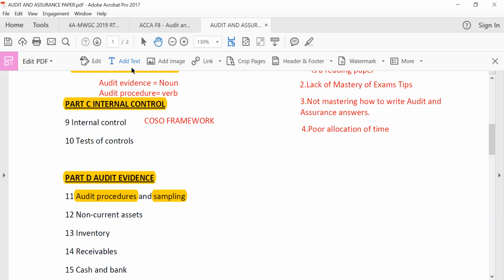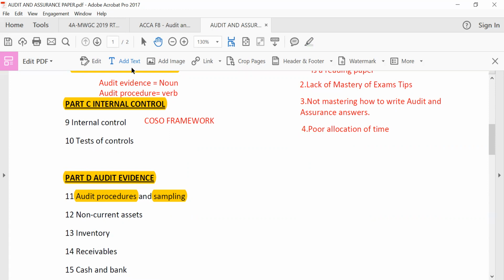Because what are you auditing? When you say audit, you are auditing the financial statements. And every item on the financial statements is backed by an accounting standard. So how can you say you are auditing the financial statements whilst you do not know accounting standards? Then what are you auditing? So we need to also learn accounting standards.